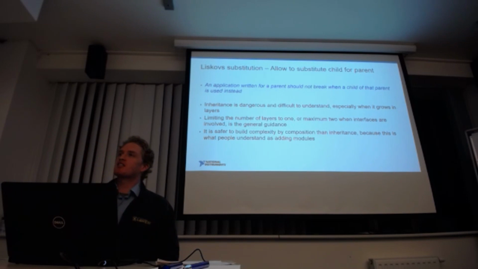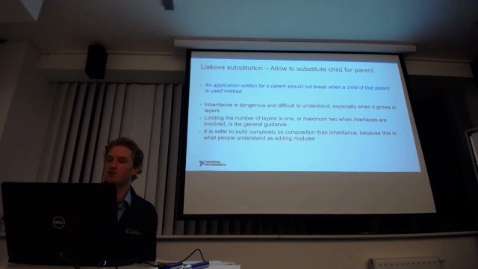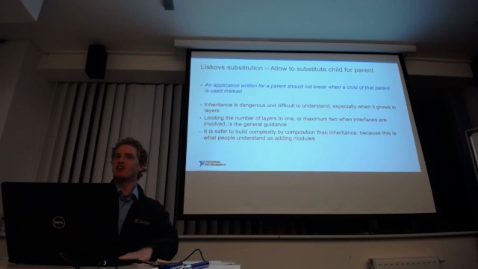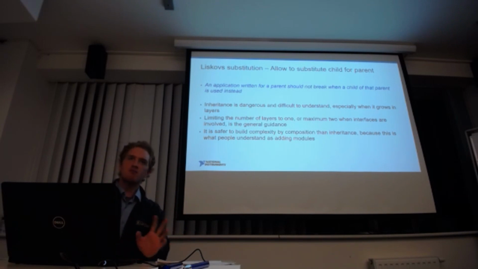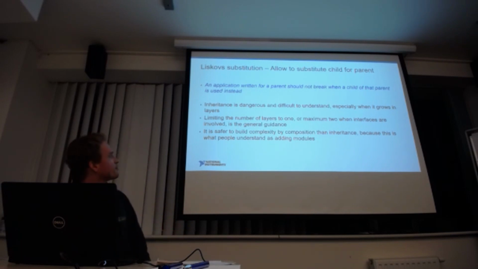Another thing connected to this is inheritance is dangerous and difficult to understand, especially when it grows. So another sub-principle connected with this is try to limit the inheritance that you have in your application. The inheritance relationship should be viewed as a potential bomb every time you use it. 99 times out of 100, you're going to be absolutely fine, but then the 100th time, it's going to explode in your face. So with inheritance, we need to be careful.